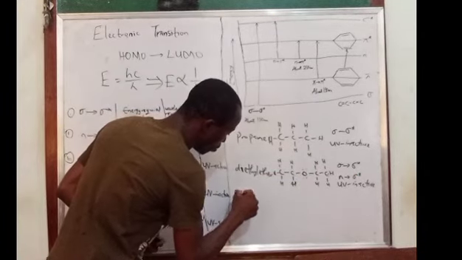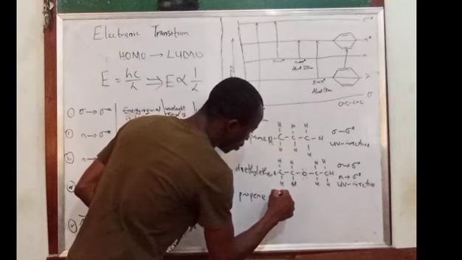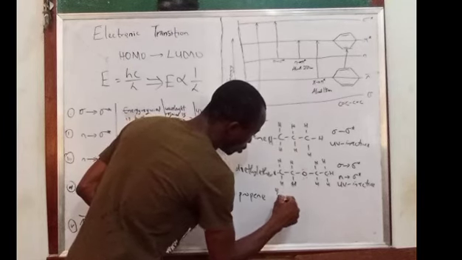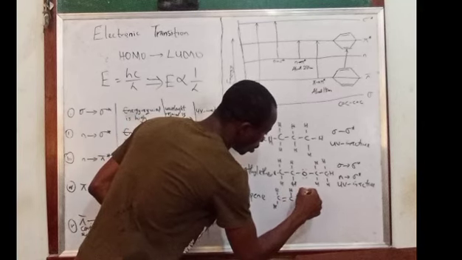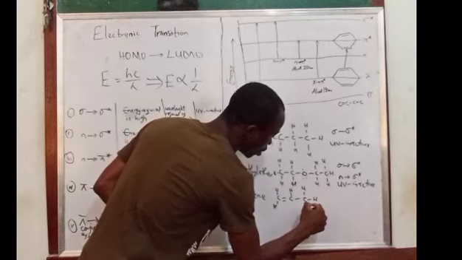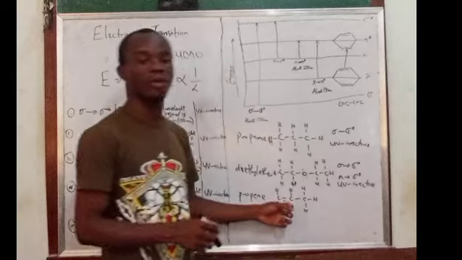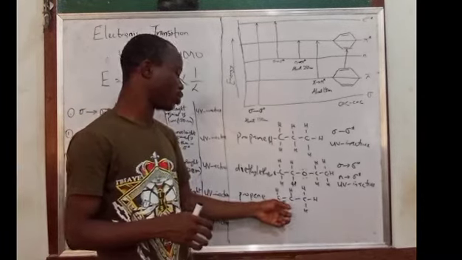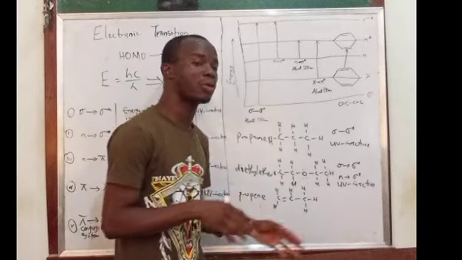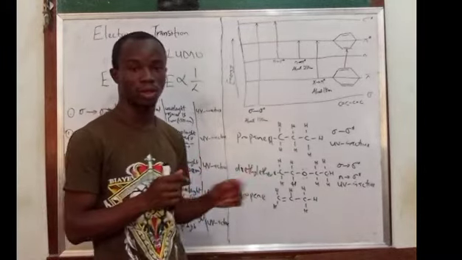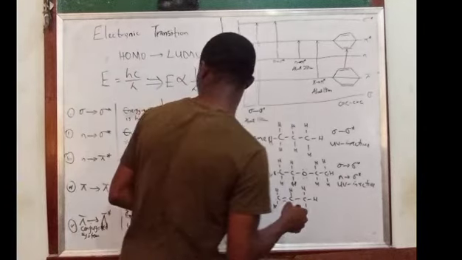Another example is, let's talk about propene. Propene is CH2 double bond CH, and we have CH3. Now in this system, we have sigma bonds and we also have a pi bond, because in a double bond you have a pi and a sigma. So in this system, we have many sigma bonds and just one pi. That means the electron transitions that can occur include the following.